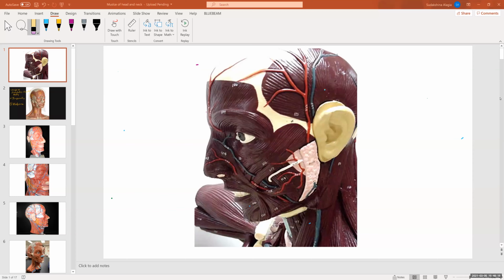Okay, class. So for this demo, we are going to go over the muscles of the head and neck.